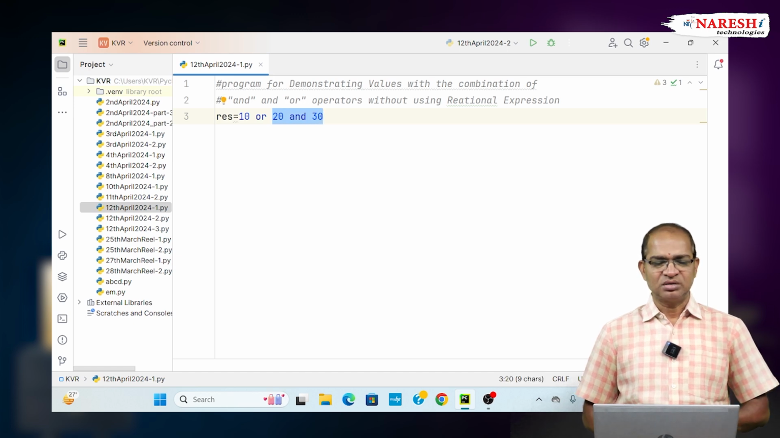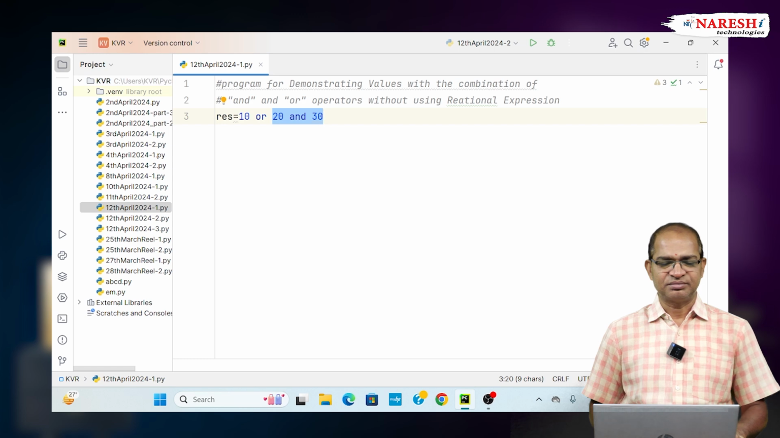With the 30, the value 10 with or operator with 30 will be compared. The or operator will be considering left side value and right side value. The left side value will be non-zero. The non-zero value will become the total result of this expression. So the res is going to contain 10.